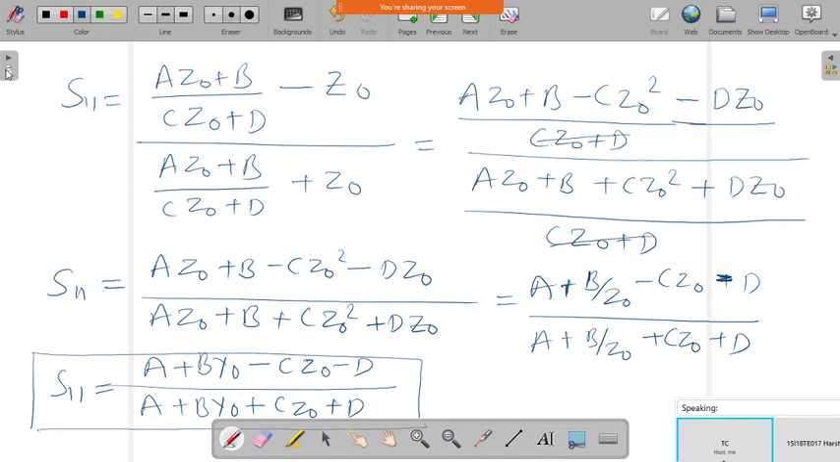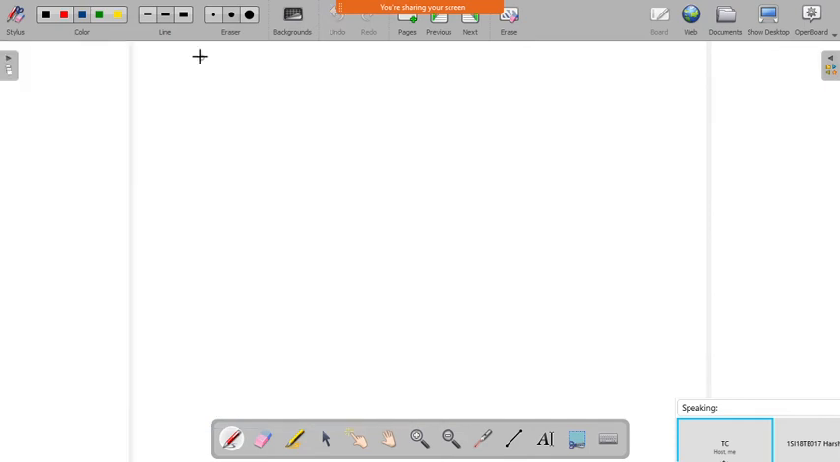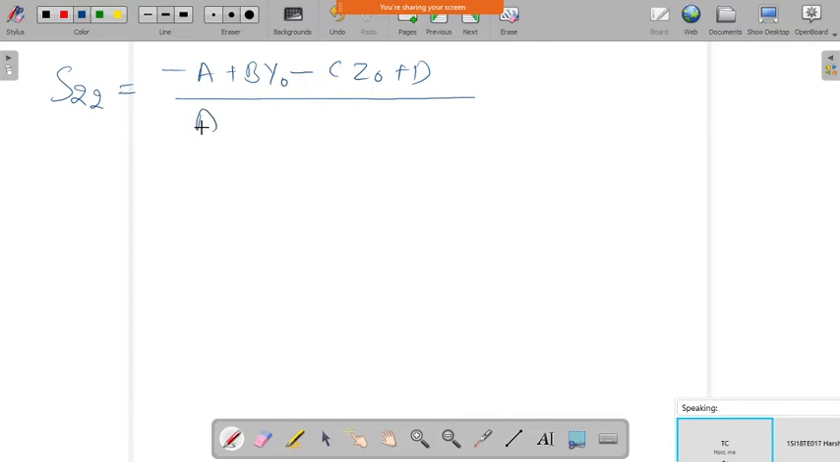So directly I will give those expressions. You can try to get that expression in terms of the incident and reflected voltage, and even substitute the gamma out for S22 and we can get that. Okay, so S22 we can define in terms of ABCD parameters as minus A plus B y naught, minus C z naught plus D, divided by A plus B y naught plus C z naught plus D.